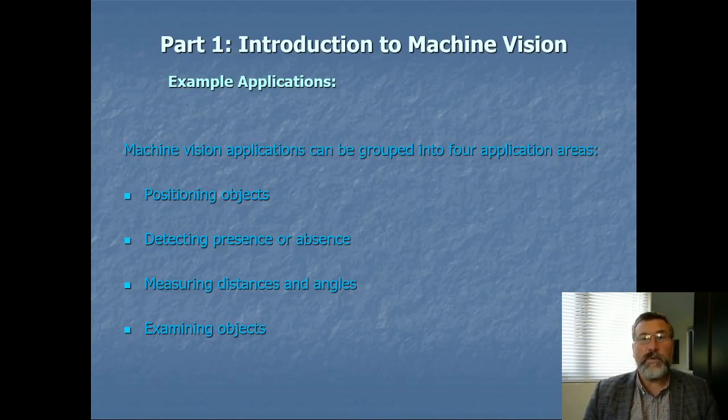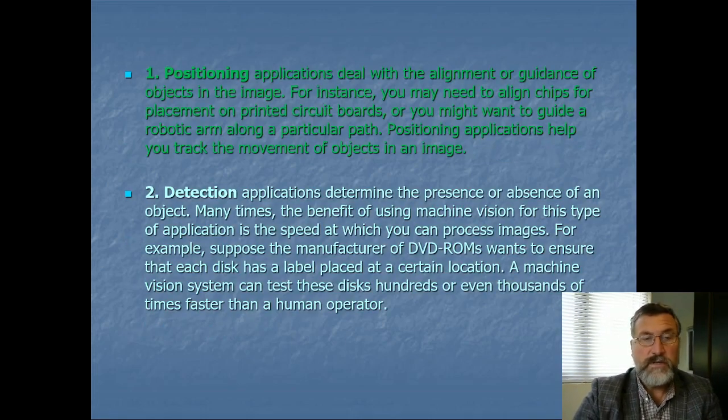And there are four main application areas that I want to focus on and that we can use traditionally machine vision for. They are positioning objects, detecting presence or absence, measuring distances and angles, and examining objects, which can go into some depth. In our lab, we've got a specialization in surface examination, particularly with 3D defects. Now, just go on to the next slide.